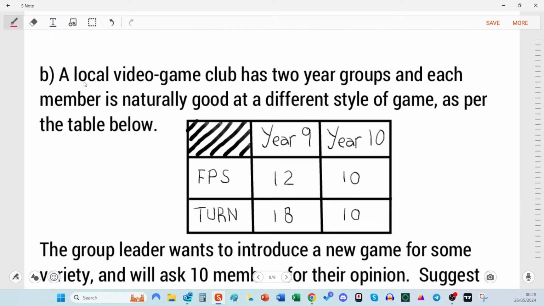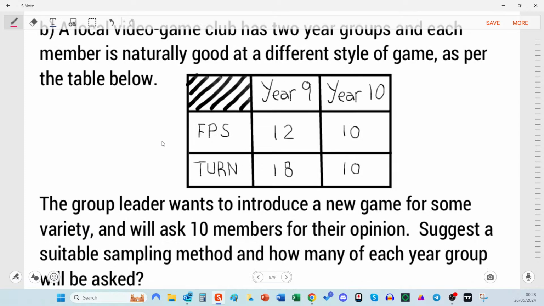Okay, a local video game club has 2 year groups, and each member is naturally good at a different style of game, as per the table below. Year 9, year 10. FPS, I guess that's a game style. So we'll write that. Game style. Turn-based games and first-person shooters, probably.